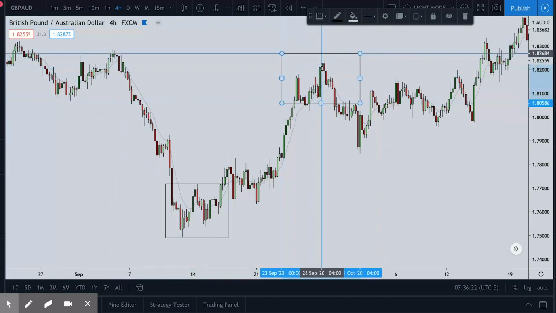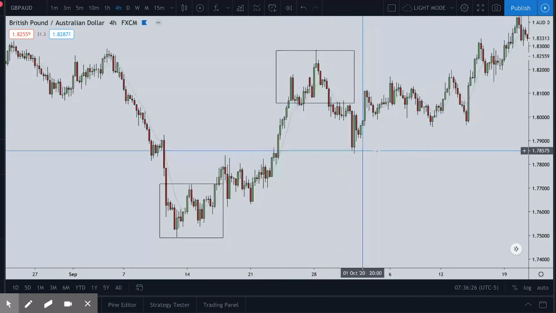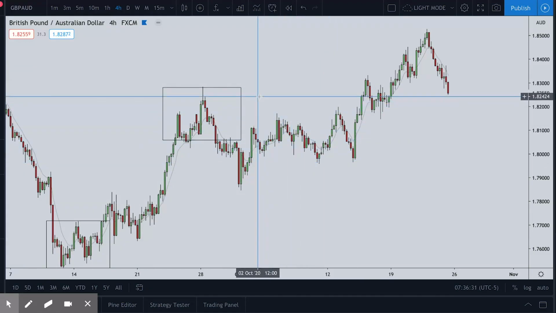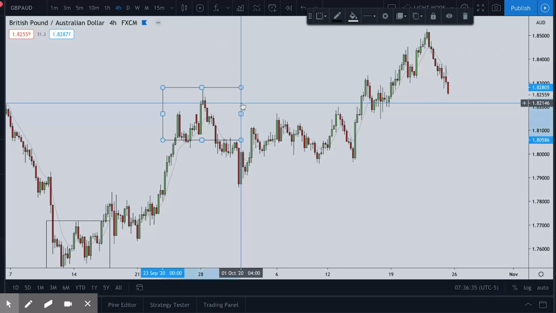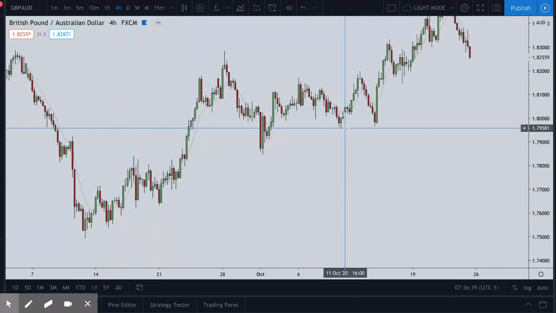So this here is where orders are then redistributed, pushed down into the market, and we see the market go lower. So this happens a lot. We can essentially see accumulation and distribution taking place on all different time frames, on all different currency pairs and assets.